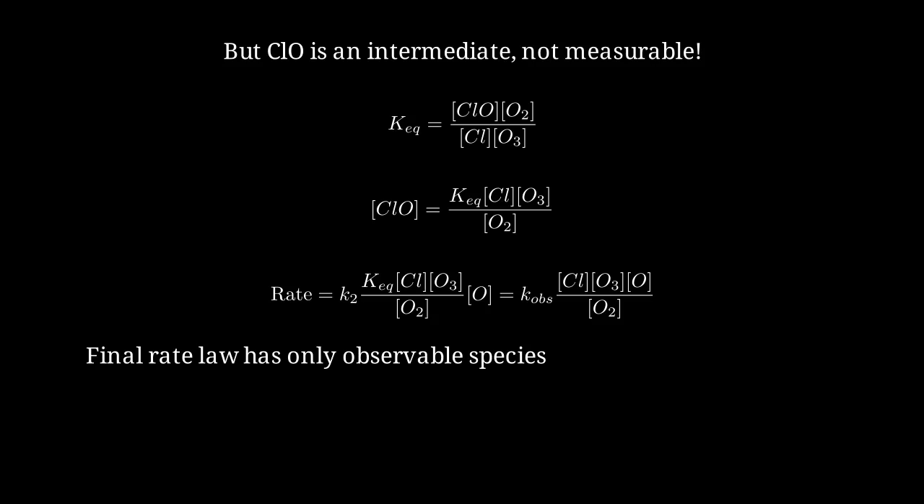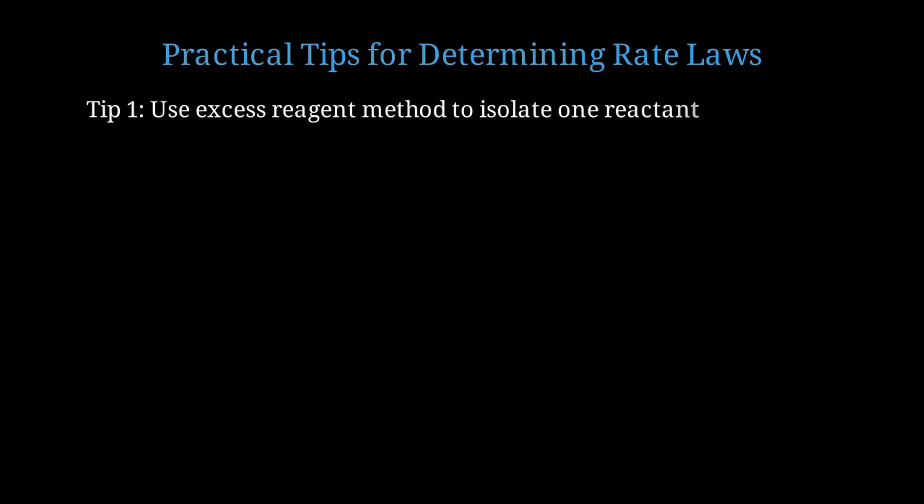No intermediates appear. Let me give you some practical tips for determining rate laws experimentally. Tip 1. Use the method of excess. If you have multiple reactants, use a large excess of all but one. Then that one reactant's concentration changes significantly while others remain essentially constant.